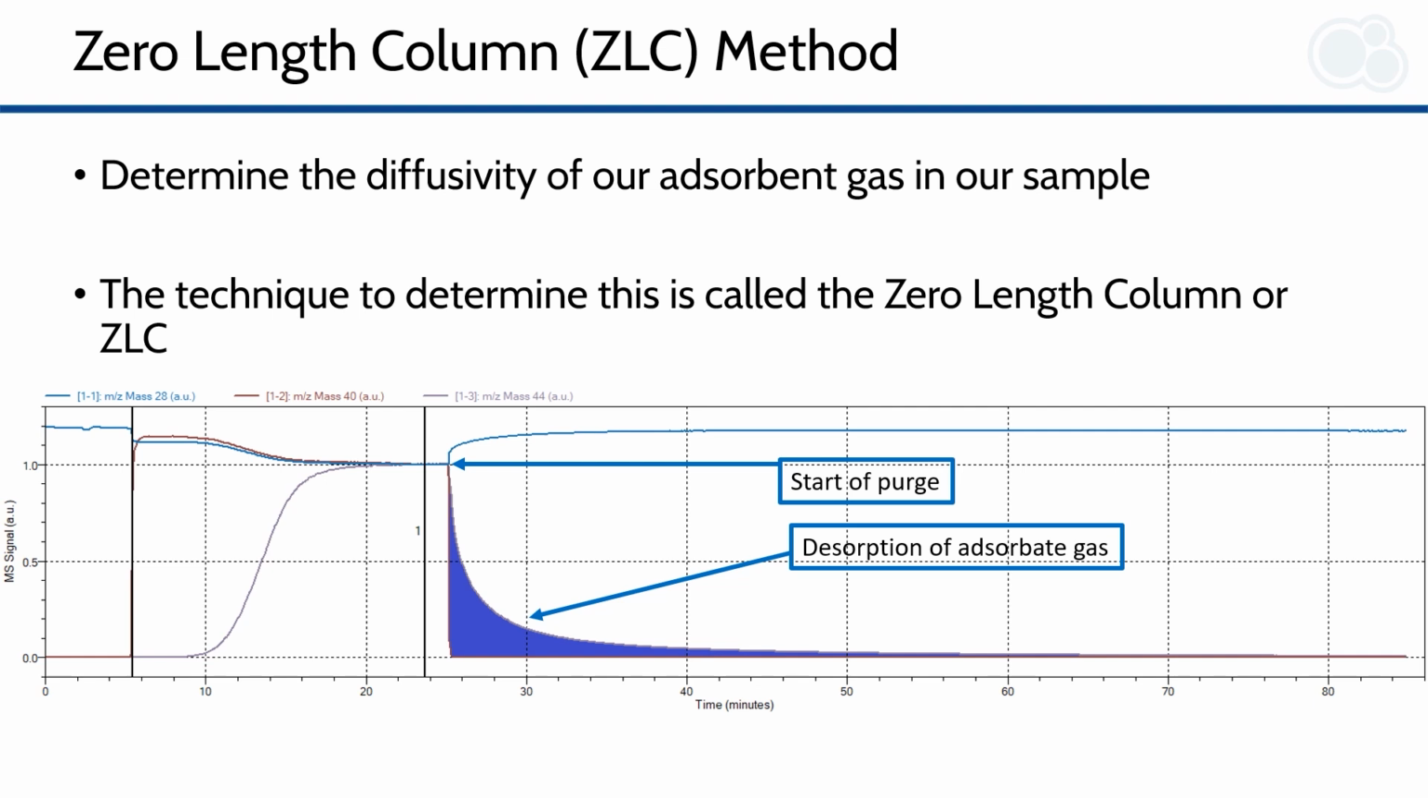The reason it's called the zero-length column method is because ideally in this method, you want to assume that you have an infinitely small amount of material loaded in the column. Having a zero-length column has the benefit that, if you can imagine that it's zero length, then there can be no additional readsorption of your initial adsorbing species. So it's not going to desorb from one particle to later readsorb to a later particle further down in the sample column. It's a zero-length column.